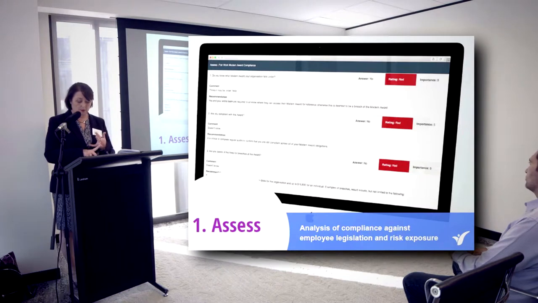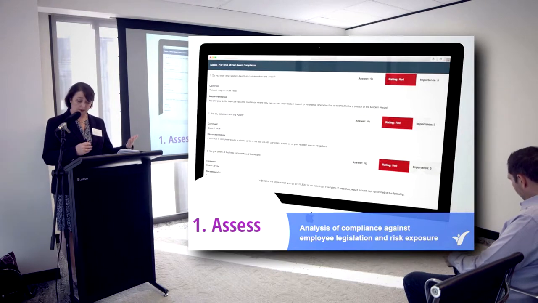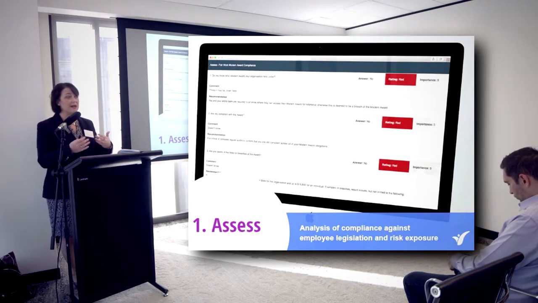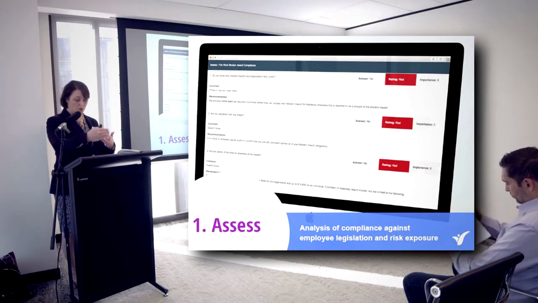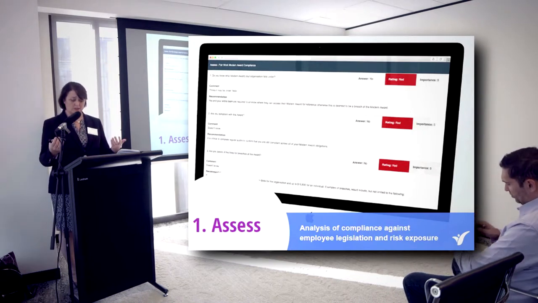So a couple of questions as an example in this assess phase would be, do you know what your modern award is that your organisation falls under? Are you compliant with this modern award? Do you have independent contractors? So we would answer a yes, no, maybe, not applicable, and the consultant would then rate that as to whether it's green, amber or red based on your response and the assessment. And then the tool automatically generates a report with all the recommendations.